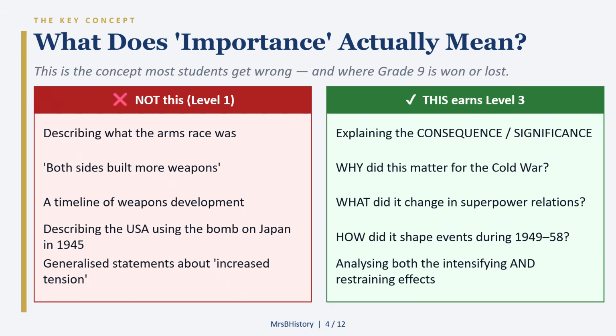So, what is it asking for? Well, it's asking, why did the arms race matter? What did it change? How did it shape the development of the Cold War between 1949 and 1958? Every sentence you write needs to be about significance. Every sentence needs to be answering implicitly or explicitly the question, why did this matter?